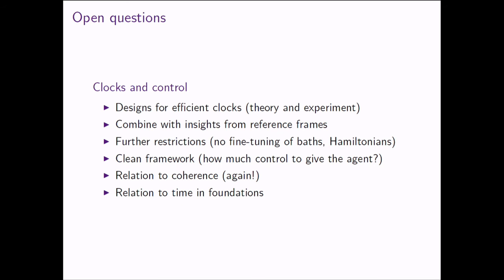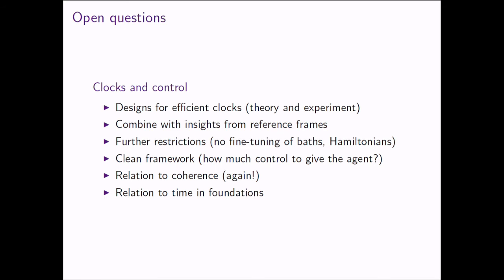The second thing that we can do, and it's been done, is to combine all this thermal operations framework with insights from reference frame resource theories, because your clock is like a reference. Then apply further restrictions, like, for example, it could be that you cannot have this fine-tuning of paths of Hamiltonians in some experiment. So what we have to do is go to experimentalists and ask them, is this a reasonable assumption to have? And then try to build a framework for this.